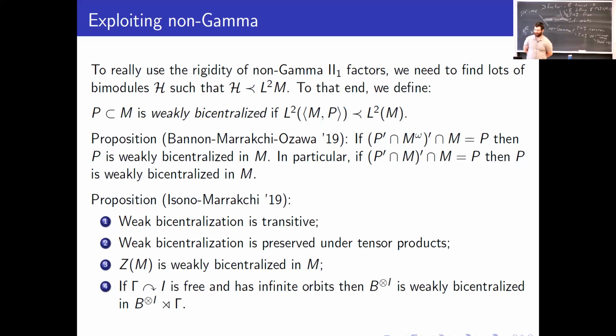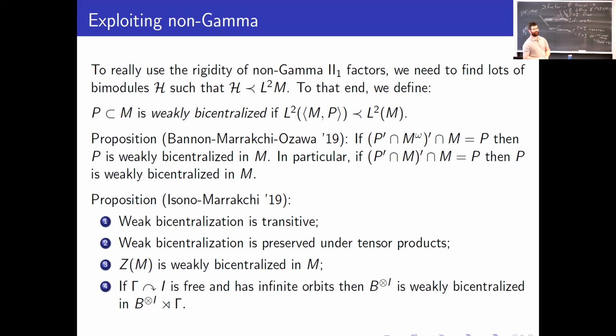If the relative commutant of P in M^ω is P, then P is weakly bicentralized. So if you have this, then you actually get this bimodule property, which we can use for representation or bimodule calculations. And so an easy consequence is that, okay, if you have actual bicentralization, then it's weakly bicentralized. So it's a reasonable name.